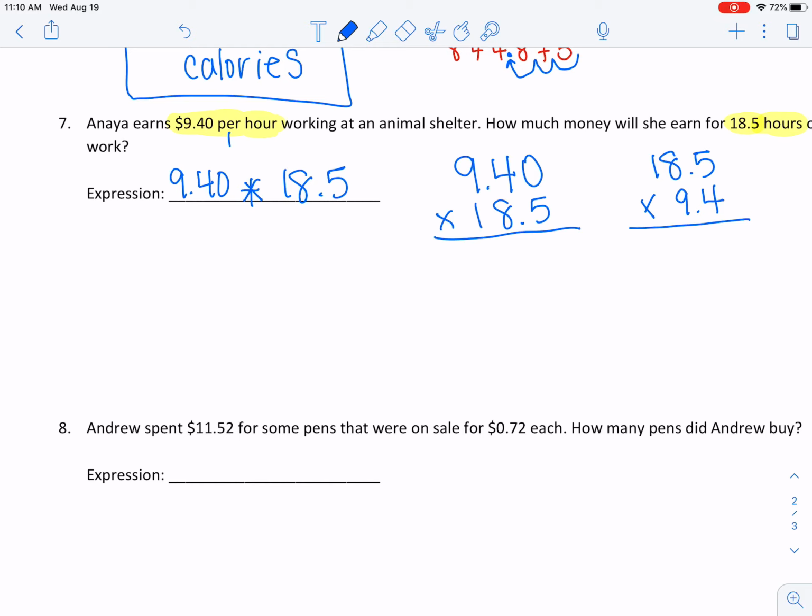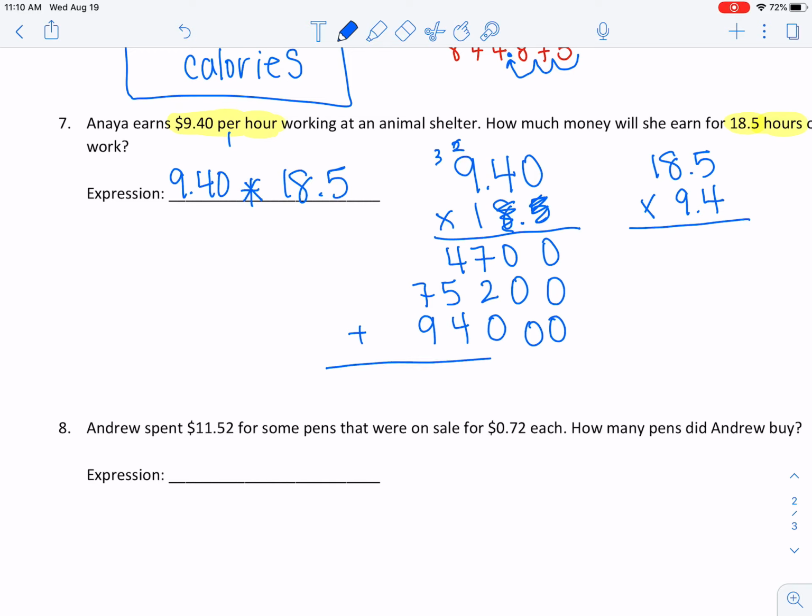So 5 times 0 is 0. 5 times 4 is 20, carry the 2. 9 times 5 is 45, plus 2 is 47. Add the 0. 8 times 0 is 0. 8 times 4 is 32, carry the 3. 9 times 8 is 72, plus 3 is 75. Add the 2 zeros. 1 times 0 is 0. 1 times 4 is 4. 1 times 9 is 9.